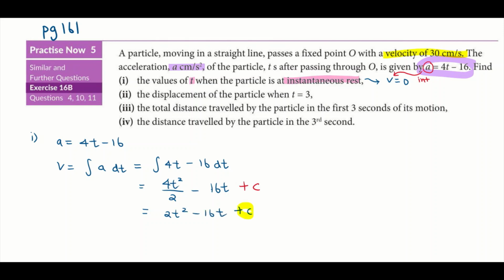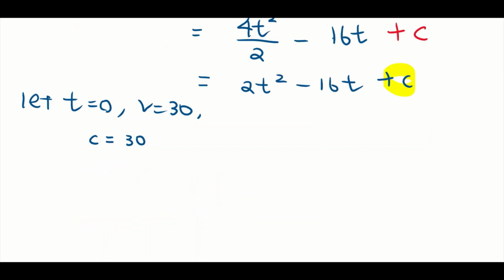So how do we find constant c? The key hint that we haven't used yet is velocity 30 centimeters per second, which means that v equals 30. But what will be my time t? Note that this is another keyword, fixed point O. At fixed point O, t will always be 0 because the particle starts moving at fixed point O. So we let t equals 0 and v equals 30, which means that c will be equal to 30. So when c equals 30, this will be my expression for v.